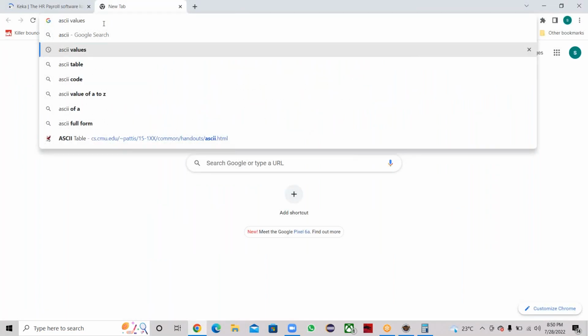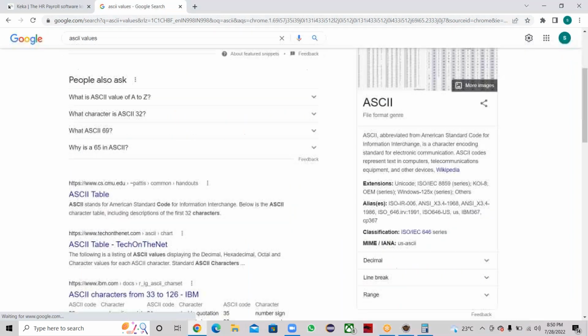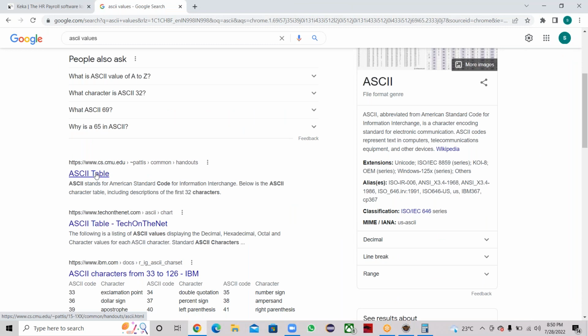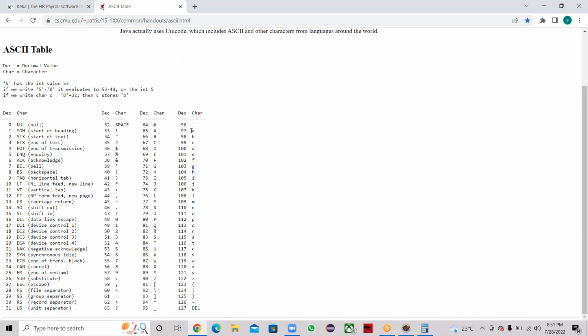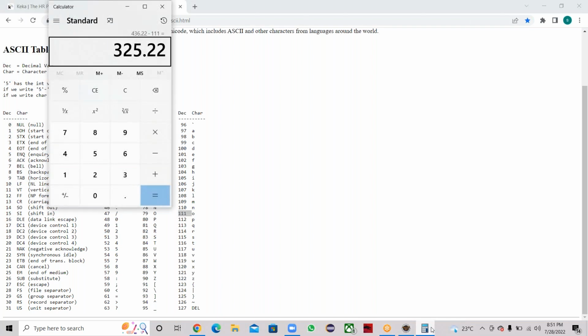How do you find the ASCII value? I will show you. If you search for ASCII value, this is the site, the official site of the ASCII values. Clear? Clear everyone with this page? Ruchika, Iqbal, Geeta. Yes, sir. In this you have to search for the letter small o. What is the ASCII value of small o? 111. So what is the output here? 436.22 minus 111, so that is 325.22. Clear everyone? Yes.